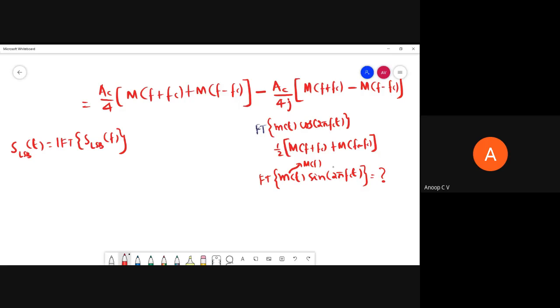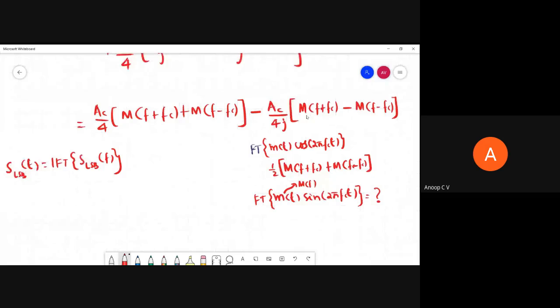Maybe we should not discuss it. There is another way also for me to find this out. But you should appreciate that half of m of f plus fc plus m of f minus fc is nothing but the Fourier transform of m of t cos 2 pi fct. So for this entire thing, its inverse Fourier transform, I'll write here.